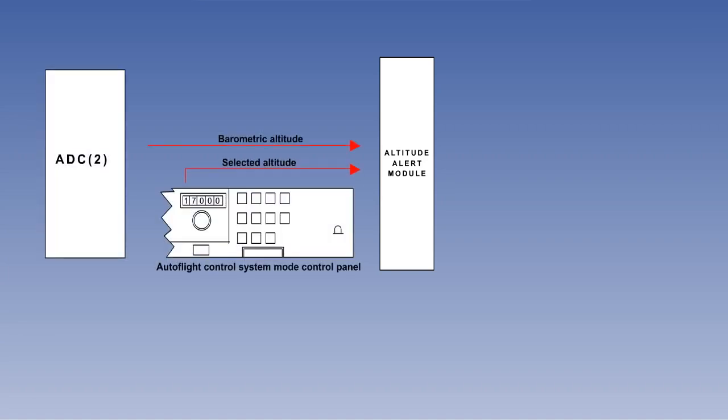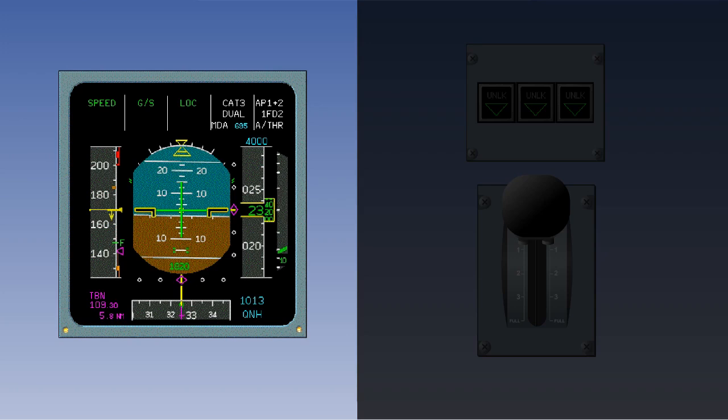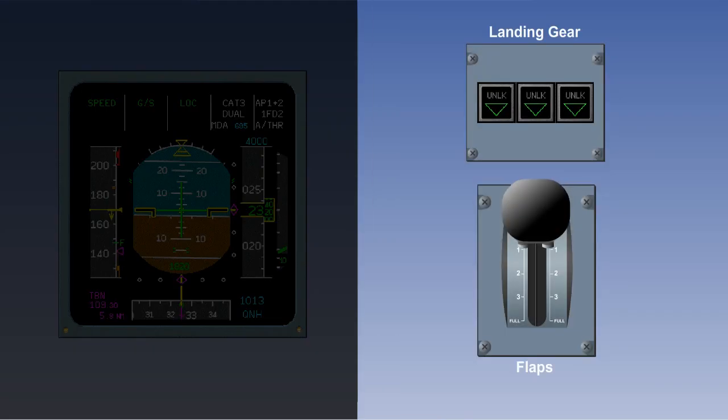The main component required in a typical system is the altitude alert module. The system also requires information on barometric altitude from the air data computer and the selected altitude from the main control panel. Output from the altitude alert module is then sent to the altitude alert lights, caution lights, engine indicating and crew alerting system, aural warning speakers, and the altimeter. The system is inhibited in flight whenever the glide slope is captured or landing flaps are selected with the gear down.